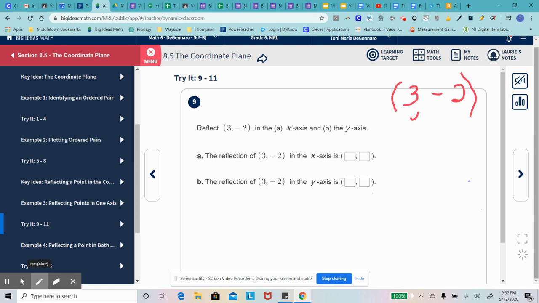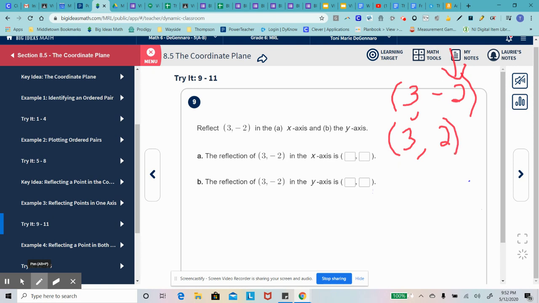You actually don't need to graph these. If you do need to graph them and you would like to, just to show yourself exactly where you're going, and whether you're going across the x-axis or the y-axis, you can. But we can do this just by looking at the ordered pair. We are at (3, -2), and it's asking us to reflect (3, -2) in the x-axis. That tells me that if it's going in the x-axis, we need to change the y. So we're going to keep our 3, and then do the opposite of -2, which is 2.